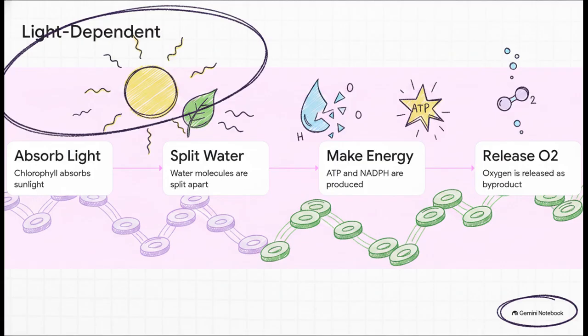Here is the step-by-step. First, the chlorophyll absorbs the sunlight. Second, that immense energy is used to actually split water molecules apart, a really cool process called photolysis. Third, splitting that water creates cellular energy currency, specifically molecules called ATP and NADPH. And fourth, during the splitting of water, oxygen is released.